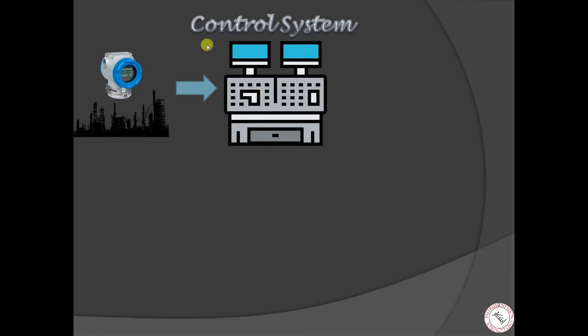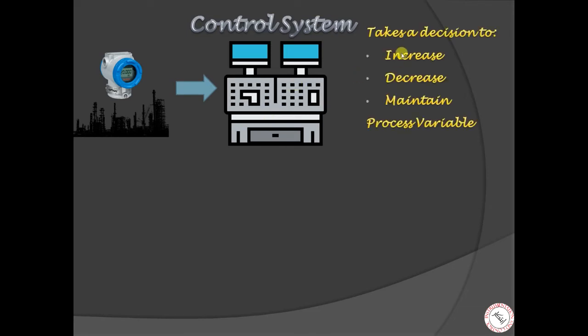The control system is usually placed at a safe location away from the field and inside a building called a control room. The control system takes the decision to increase, decrease, or maintain the process variable as per the set point and feedback from the sensor.